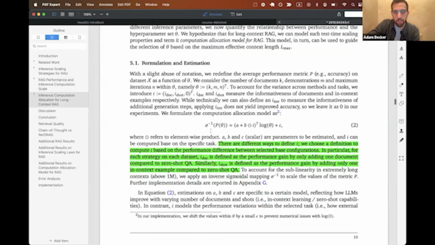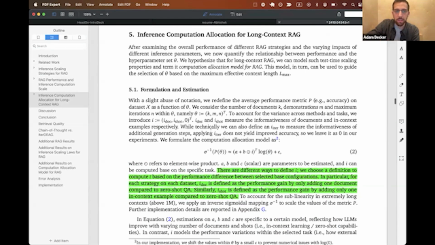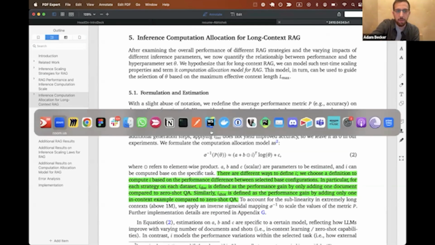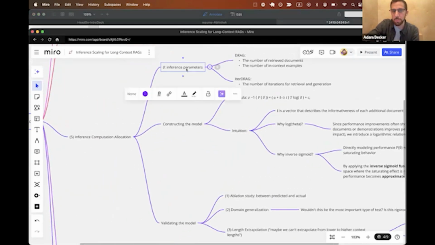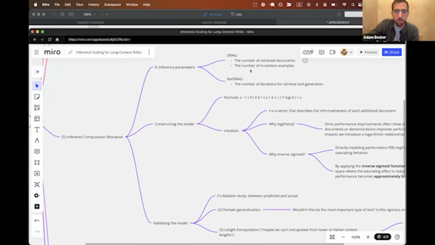They're trying to predict it. Okay, so how they're going about it in section 5 is a couple of different ways. The first, I created this in my note. We have the inference parameters. Those are the things that Sophia already spoke about.